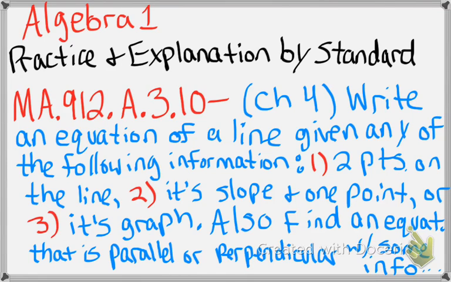Also, you need to be able to find an equation that's parallel or perpendicular with the same type of information they'll give you, like I just already mentioned. And I'll leave this page with the last thing I'll remind you: parallel lines have the same slope and perpendicular lines have opposite reciprocal slopes. And I'll show you what that means in a little bit, in case you don't already know.